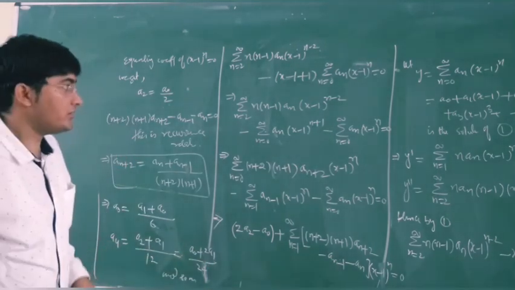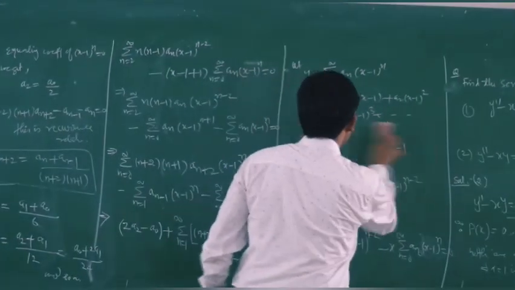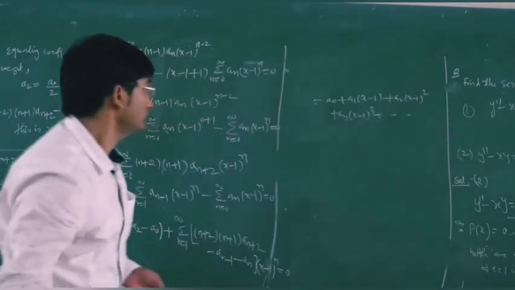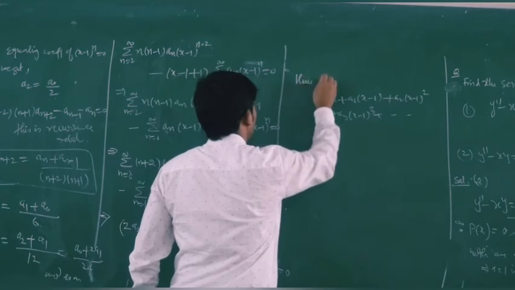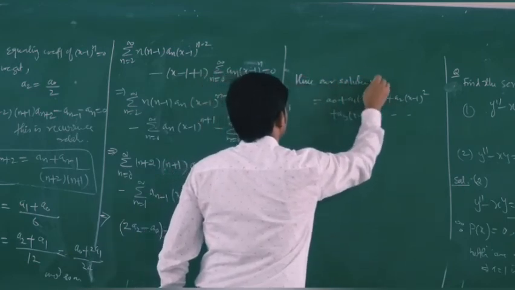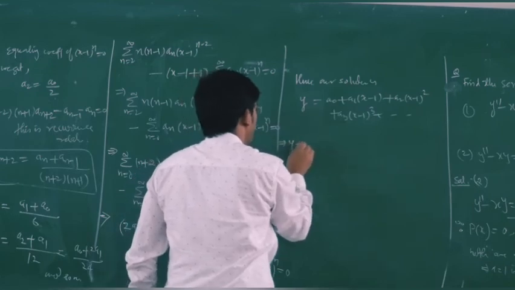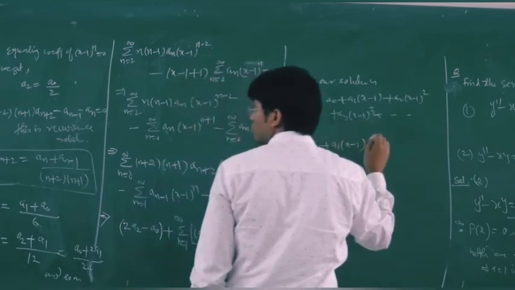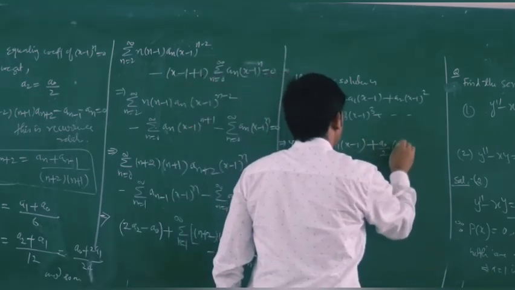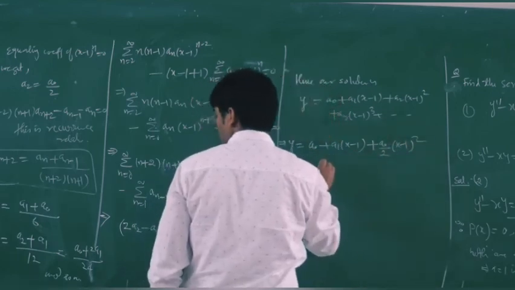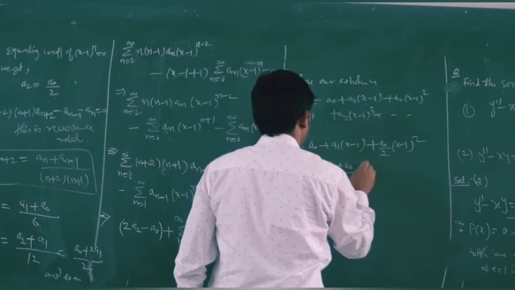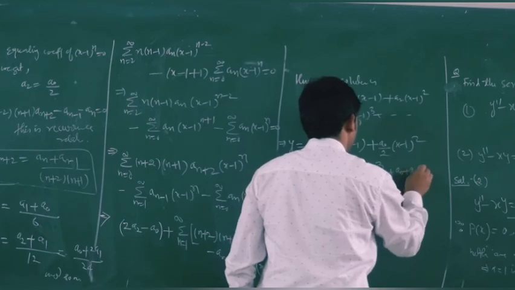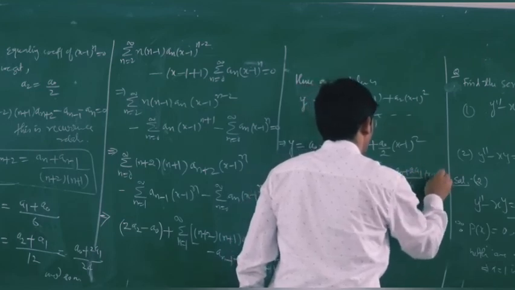So let us write the solution. Hence, our solution is y equal to this. So y equal to a naught plus a1 into x minus 1, your a2 is a naught upon 2 into x minus 1 whole square, a3 is a1 plus a naught upon 6 into x minus 1 cube, and your a4 is a naught plus 2a1 divided by 24 into x minus 1 power 4.